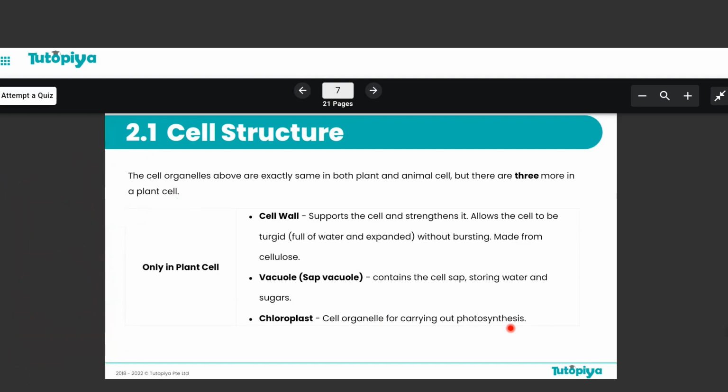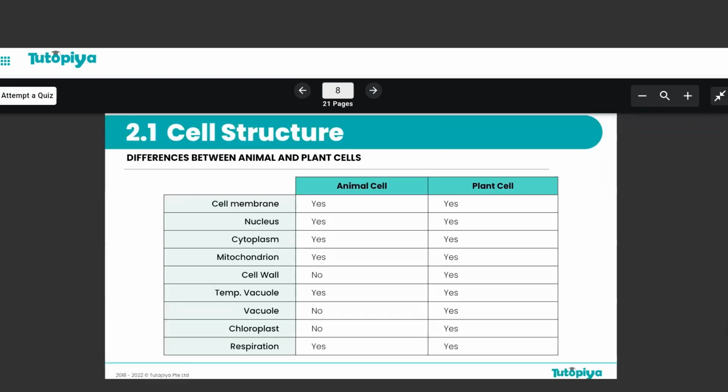So now that we've got a good understanding about the animal cell as well as the plant cell, let's take a side-by-side comparison of these two cells. When we looked at the animal cell and the plant cell, both of them contained the cell membrane. And they both had a nucleus. And they both have the cytoplasm within the cell. And they both also had mitochondria.